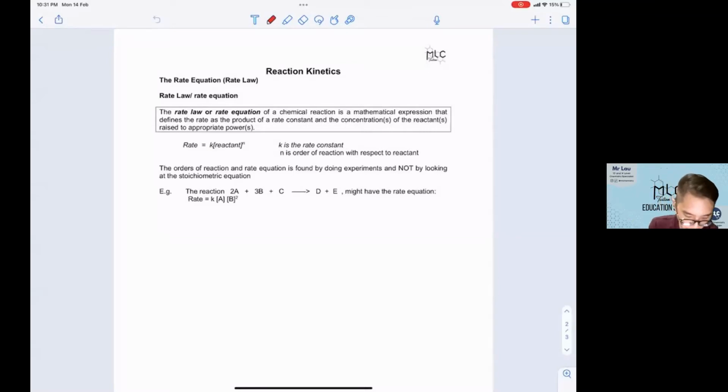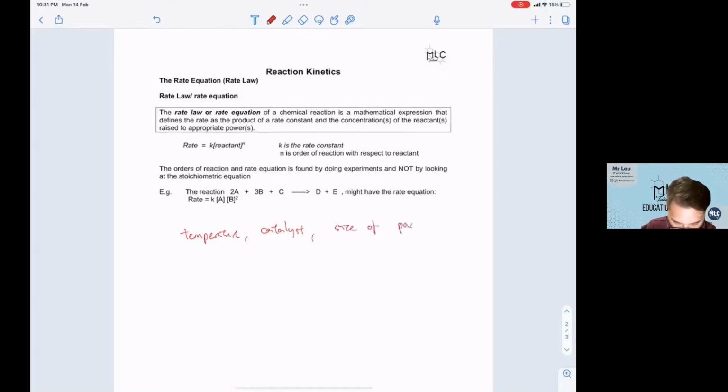Now in secondary school, you have learned about several qualitative factors that affect the rate of reaction. For example, you will know that temperature will affect the rate of reaction. You'll know that catalysts will affect the rate of reaction. You'll learn that maybe the size of particle will affect the rate of reaction, and lastly, maybe the concentration, how concentrated your solution is. The more concentrated it is, the faster your rate of reaction. Now in JC, all of these factors are governed by a mathematical equation known as the rate equation. So let me take you through them.